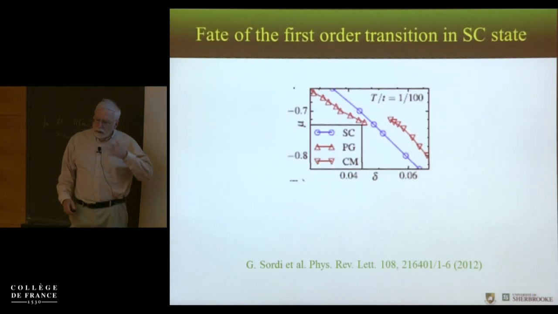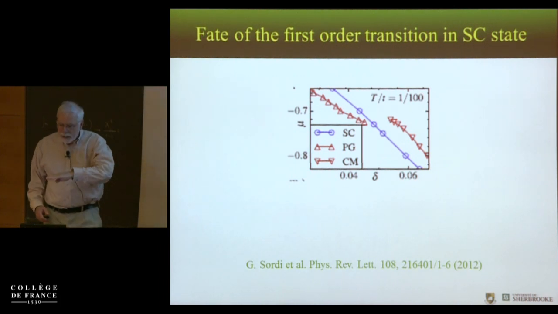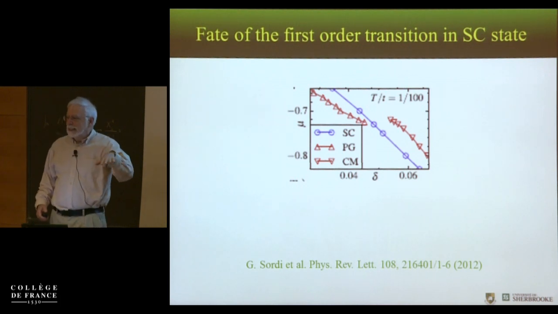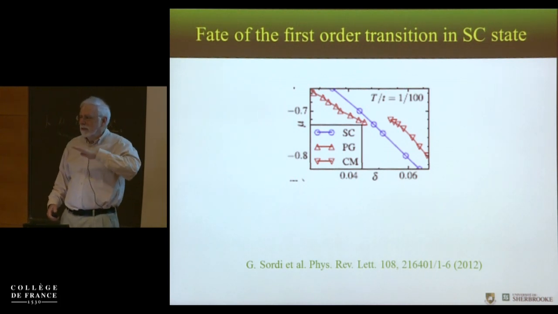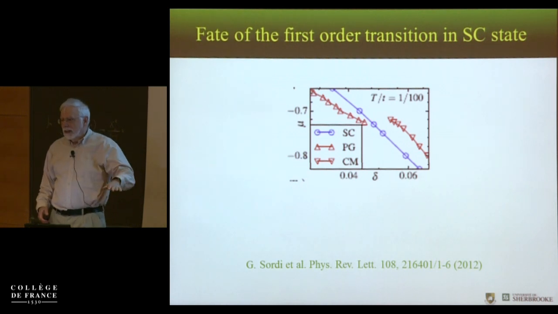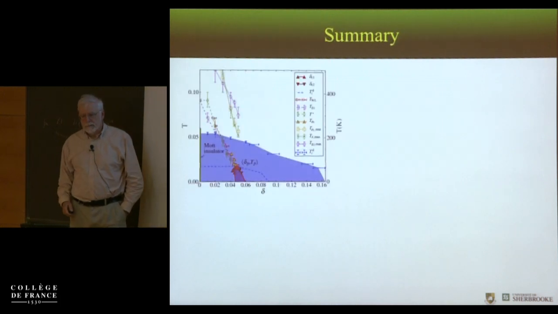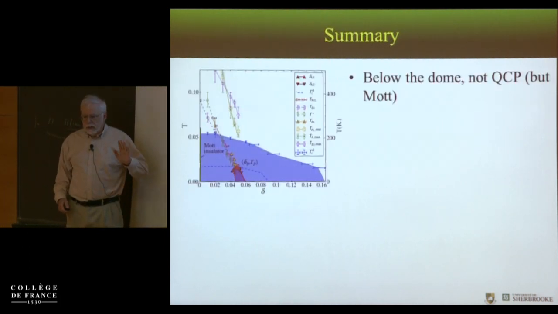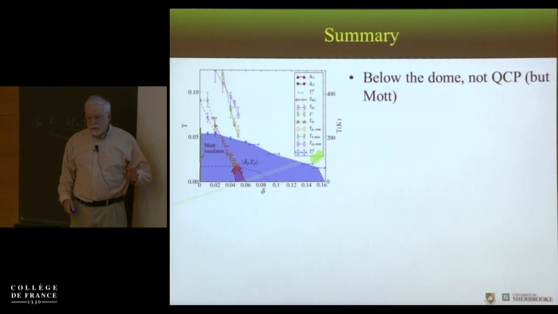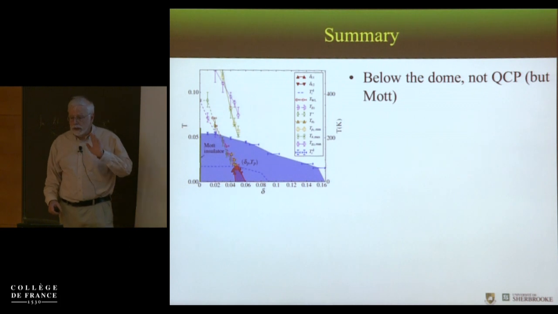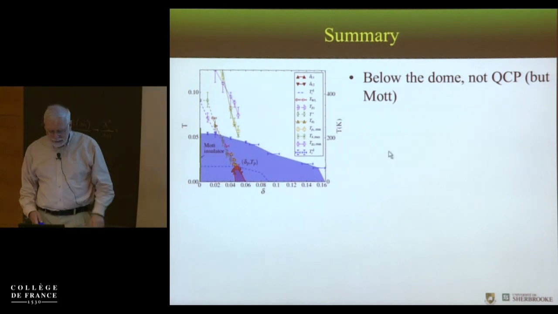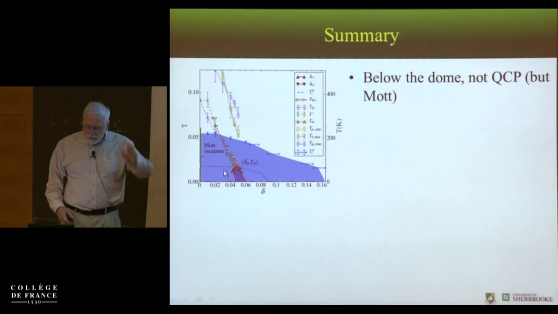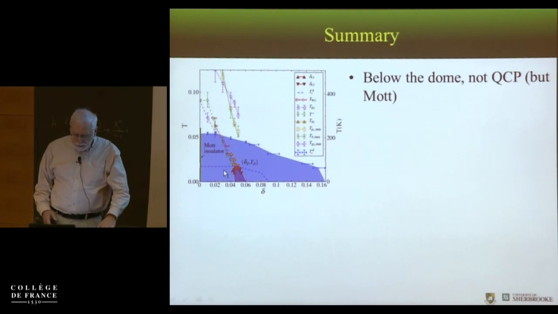Now, I don't have time to go into details, just to say that same question that Catherine asked about the antiferromagnet. Is there a first order Mott transition in the antiferromagnetic state? The answer was no. And here in the superconducting state, there's no first order transition also. So in summary, below the dome in this approach, what is there is a first order transition, not a quantum critical point, although, as I said, this critical point goes down very quickly with interaction strength.